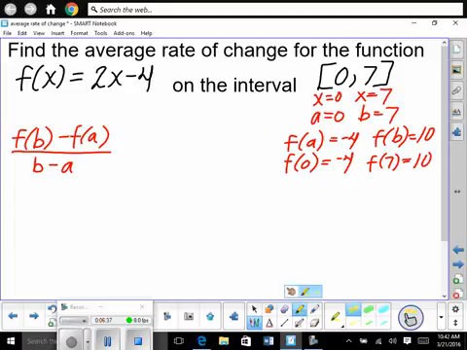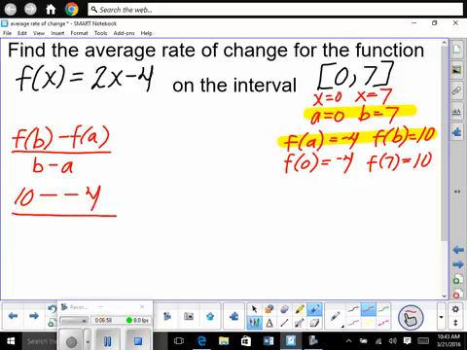So we need these for our formula. Here we go. So we're doing f of b, which is 10, minus f of a. F of a is? Negative 4. So I do 10 minus, this is where most people mess up. It was f of b minus, and then f of a is negative 4. So everybody comfortable with why it's minus the negative? All over b, which is 7, right? Minus a, which is 0. Questions on where I got any of that stuff?